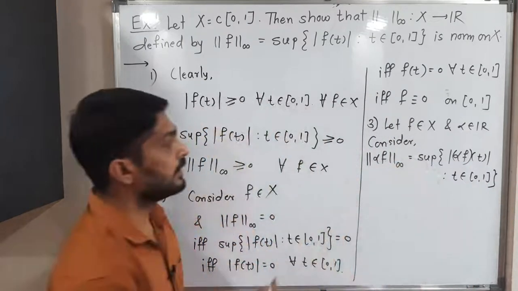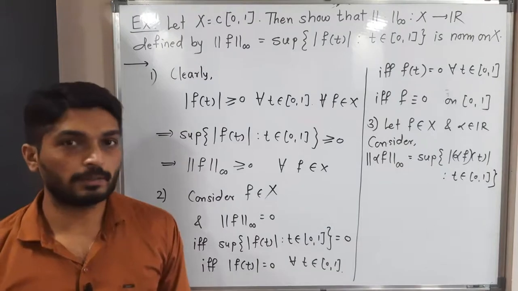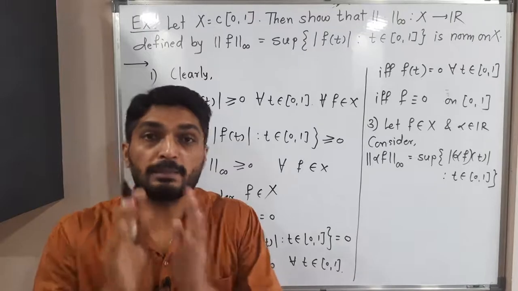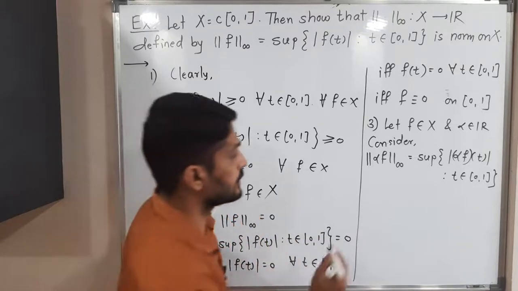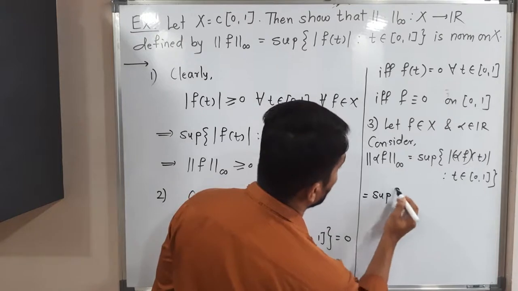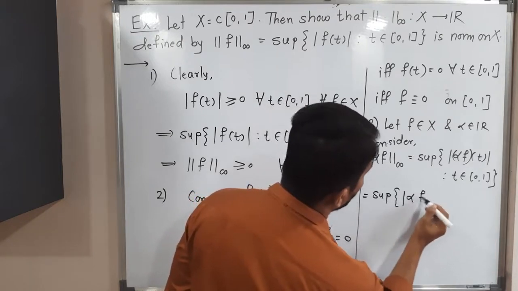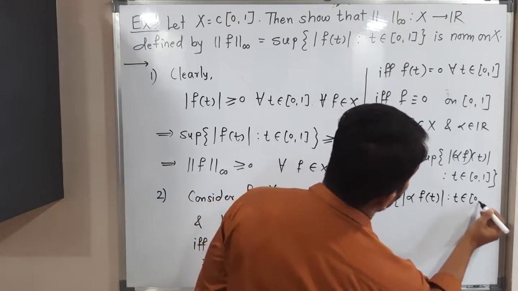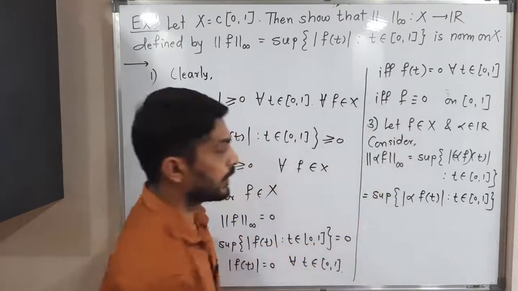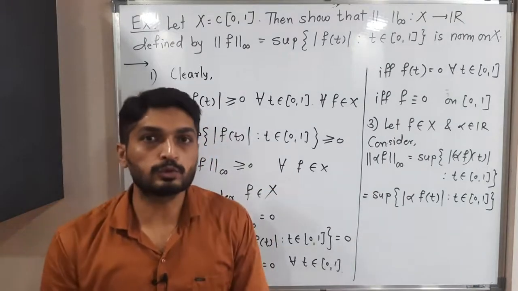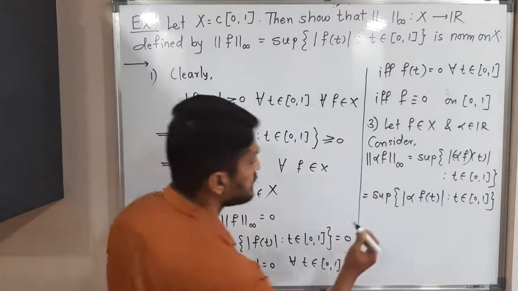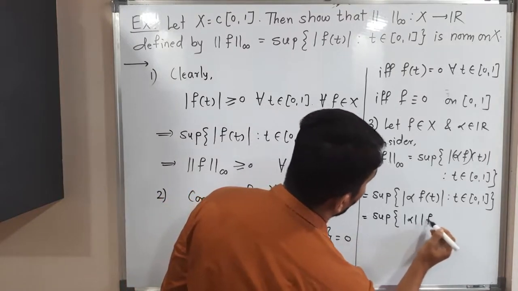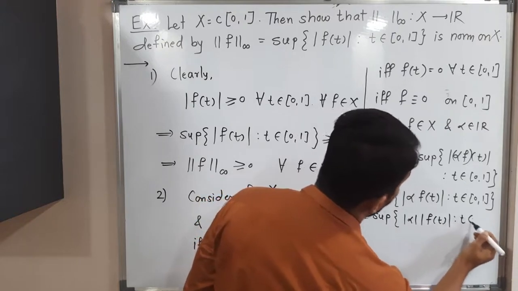That means in place of f we should write alpha f, right? So now this alpha f will operate on t. Alpha is a constant, it will be as it is, only f will operate on t. So this is equal to, let me write here so you can easily understand, supremum of alpha times f of t, t belongs to closed interval 0 1. Actually there is a product of alpha and f of t. Mod is also there, so we can take a separate mod.